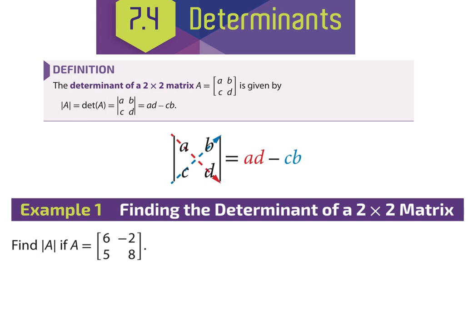Multiply 6 and 8, and subtract 5 times negative 2. Pay attention to your positives and negatives. It is always subtraction between them. However, if you're subtracting a negative, right, it's going to add. So in this case, you end up with 48 plus 10. Your determinant here is 58.